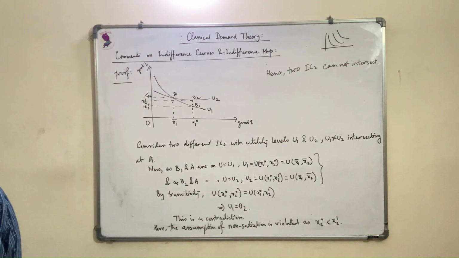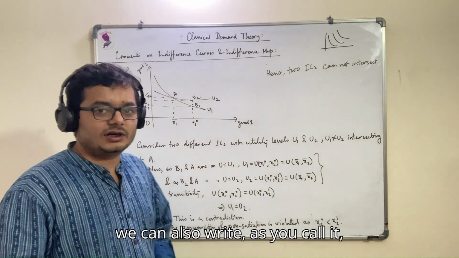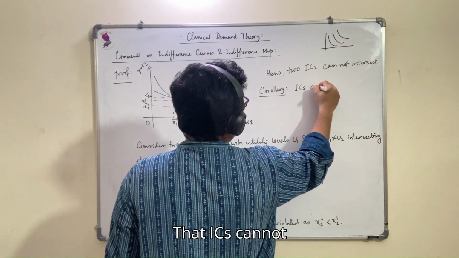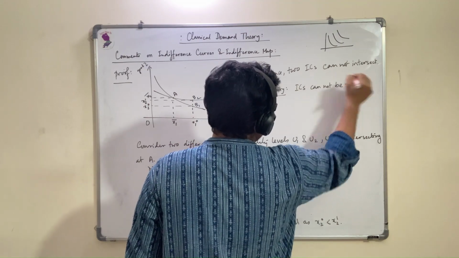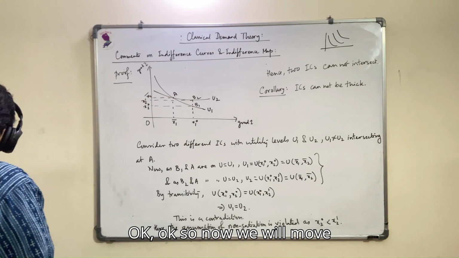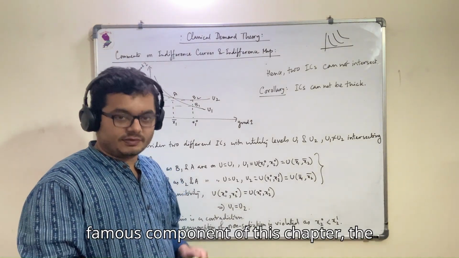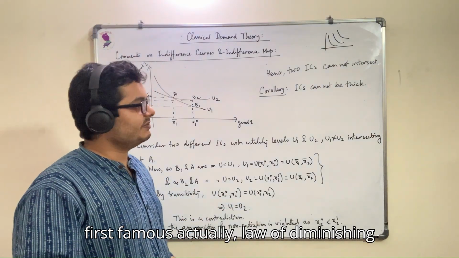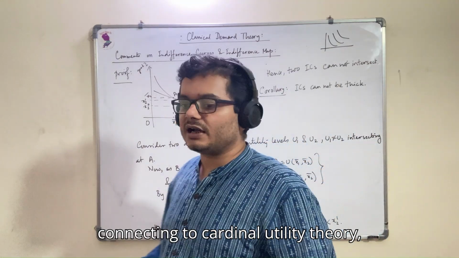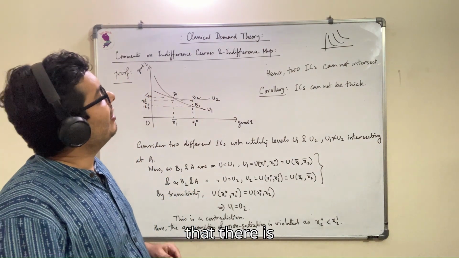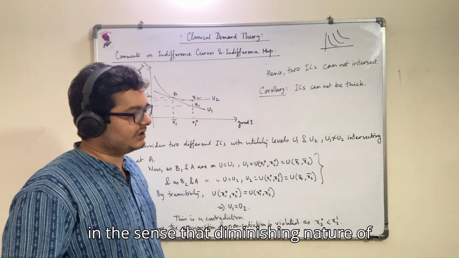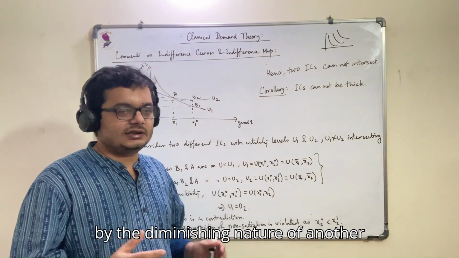Now, from that easy proof, we can also write, as we call it, a corollary. So what is the corollary? That ICs cannot be thick, by which we are saying that it cannot be like a band. All right? Okay. So now we will move on to the famous component of this chapter, actually the first famous law, the law of diminishing MRS. But before that, in the next section, we will define MRS, understand it through a diagram, and then we will show, again connecting to cardinal utility theory, that there is no connection between marginal utility and marginal rate of substitution, in the sense that the diminishing nature of one is neither implied nor implied by the diminishing nature of another.